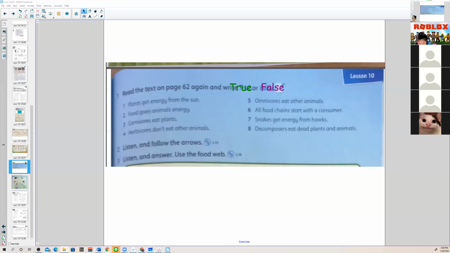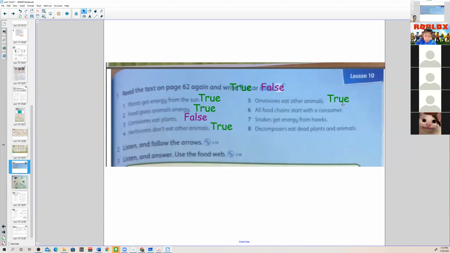How are we doing? Are you finished? Okay. Number 1. Plants get energy from the sun. True or false? True. Food gives animals energy. True. Number 3. Carnivores eat plants. False. Carnivores eat meat. Herbivores don't eat other animals. True. Omnivores eat other animals. True.